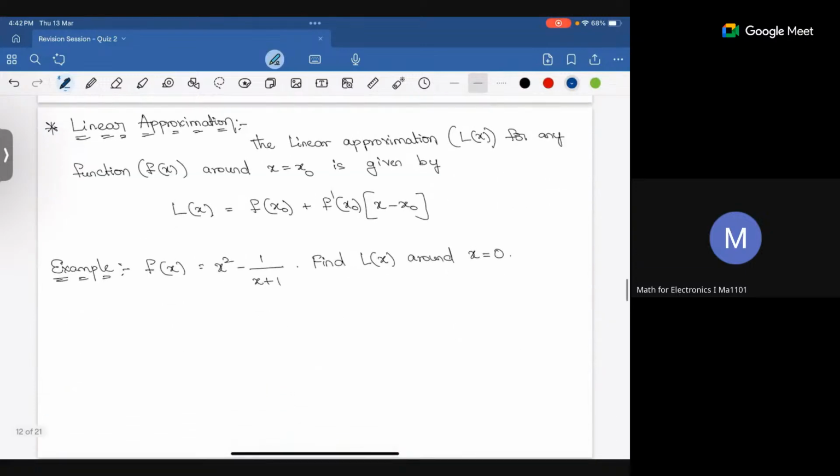Now let's move to the next topic, which is linear approximations and quadratic approximations. So the linear approximation L of x for any function f of x.